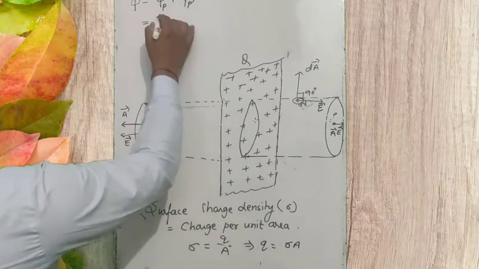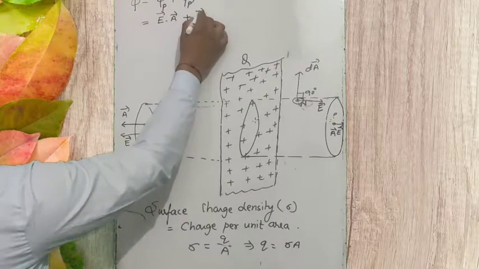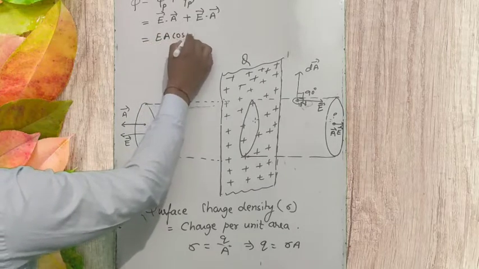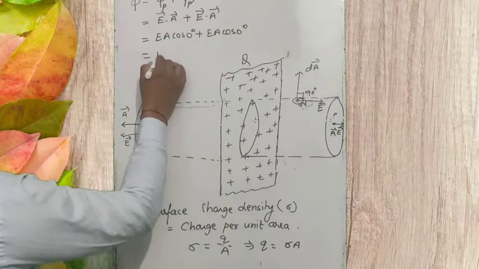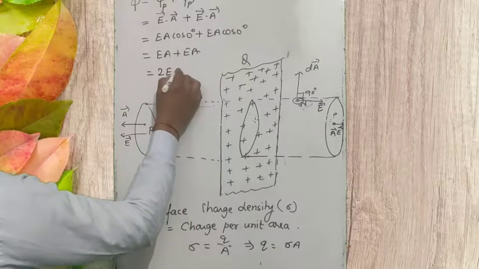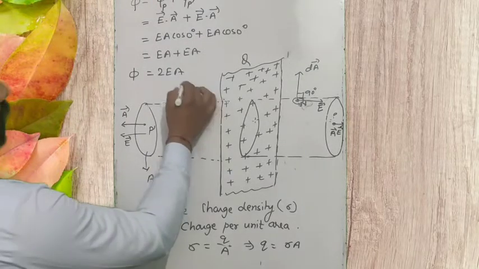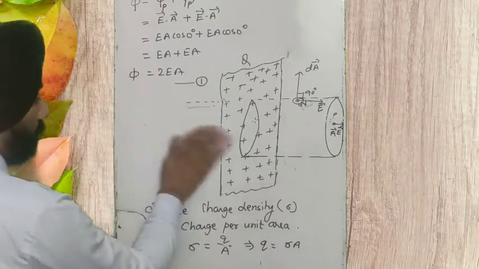Now, E dot A at P plus E dot A at P dash. So it is EA cos 0 and EA cos 0, that is EA plus EA, which is 2EA. So phi is equal to 2EA. Clear? So this we got from this Gaussian surface. Now we don't need this figure, I'm going to remove it.